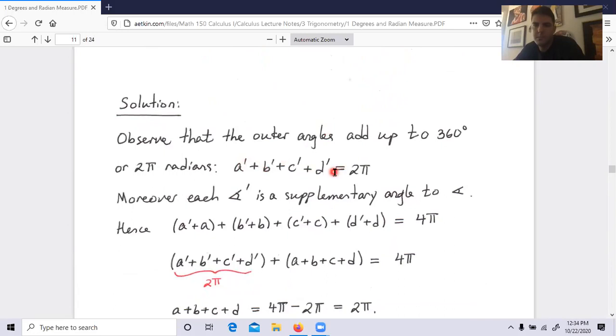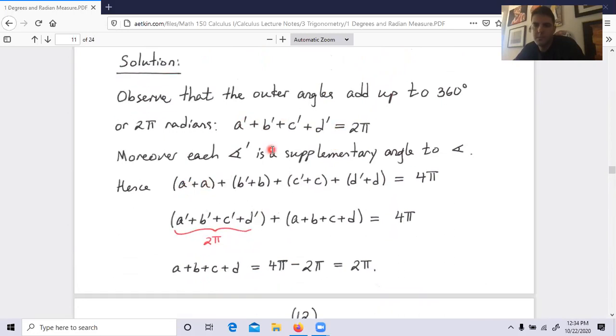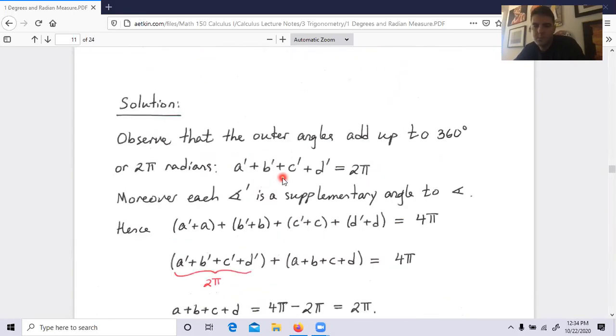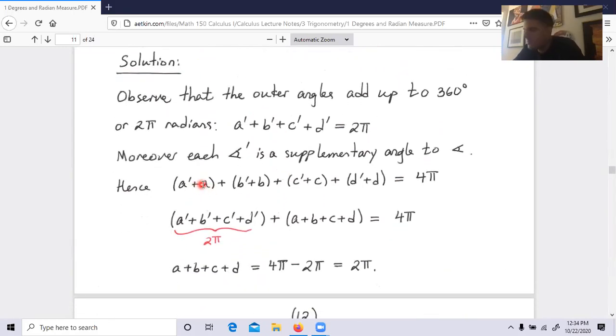The sum of those angles is 2 pi, and the angles here are supplementary. In other words, you see B prime plus B, they add up to pi because it's on the line. You understand? Line is half of a circle, right? Line is like I cut the pi in half. So supplementary angles. So I use this information, right? A prime plus A, B prime plus B, C prime plus C, D prime plus D. It's 4 pi. So the summation here is 4 pi. And then I isolate A prime, B prime, C prime, D prime, and that's 2 pi.